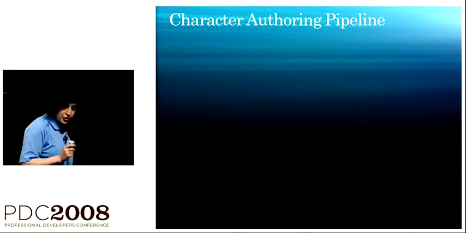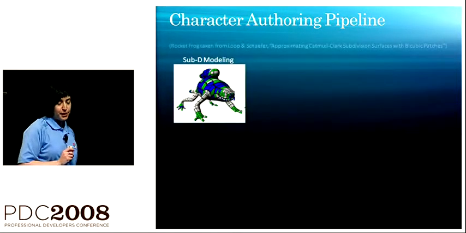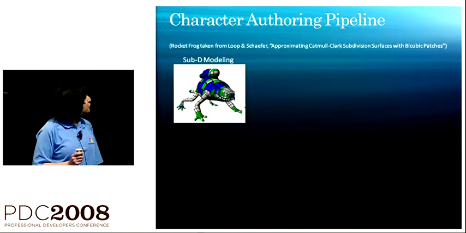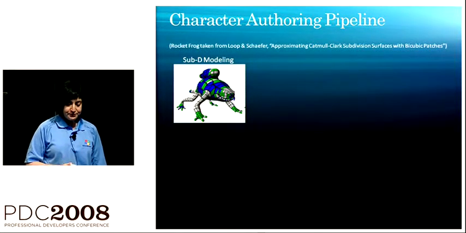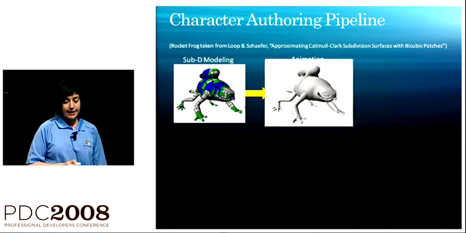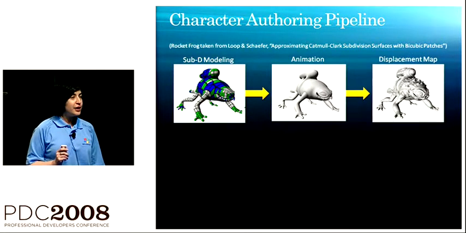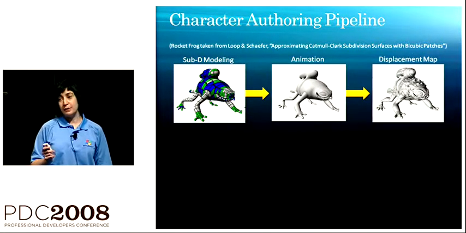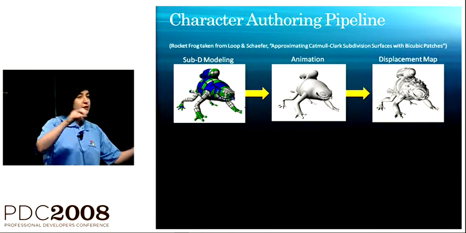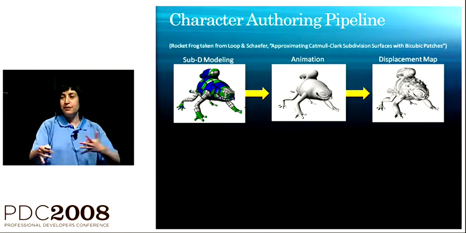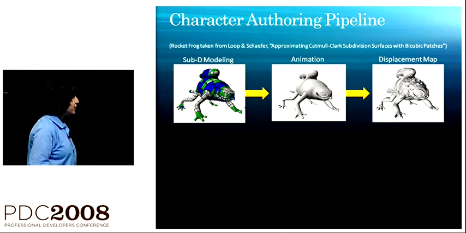So this is a potential character authoring pipeline for a game. You might start off with your sub-D modeling, and then you're going to take that and animate it. And then you're going to add high-frequency detail with a displacement map. Now, you could actually do the displacement map before the animation, but you get the idea. This is just a general thing.